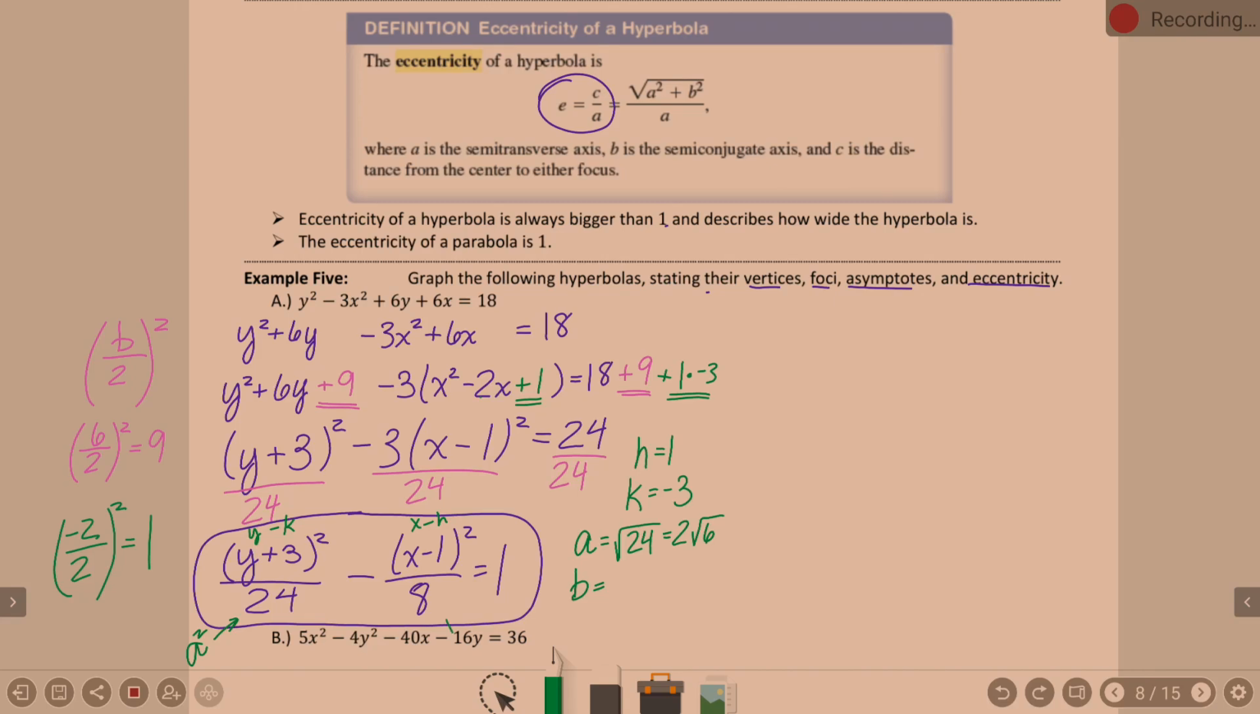B squared is the 8, so B is the square root of 8. 8 is 4 times 2, or in other words, 2 square root of 2. And we need to find C, yes? C squared equals A squared plus B squared. So that means C squared is 24 plus 8. So C squared is 32.